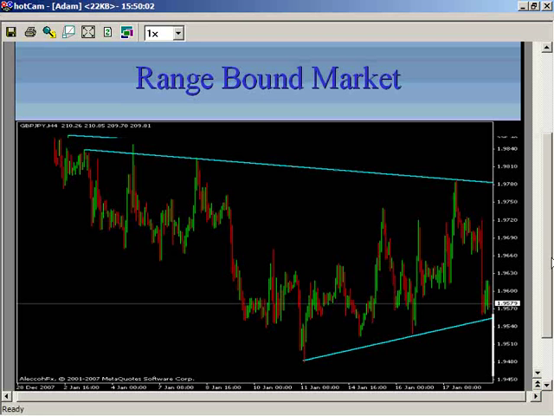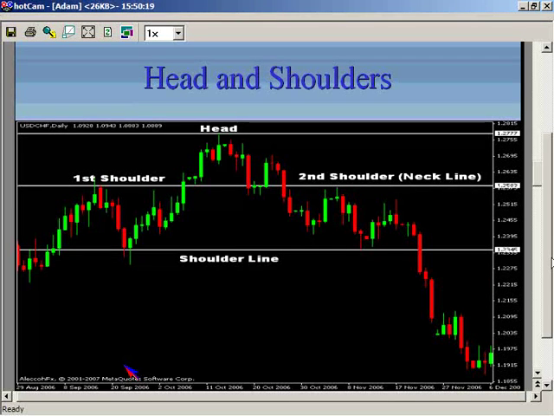Here's another picture of a range-bound market. Whoop, that was the same picture. Okay. And here's a head and shoulders. Everybody hear about a head and shoulders? It is essentially a range-bound market that is broken. It's also considered a triple top. Now, a triple top, where the center top, the center high, is higher than the first or the second.